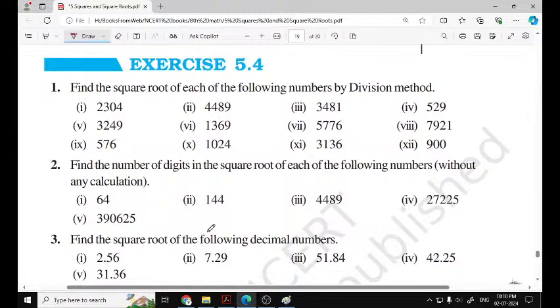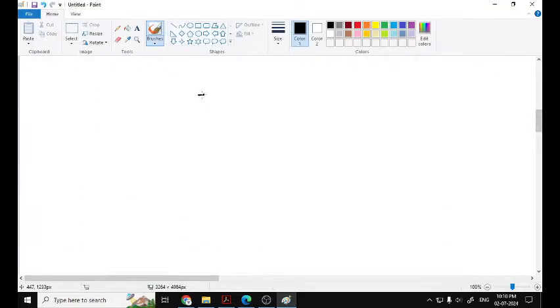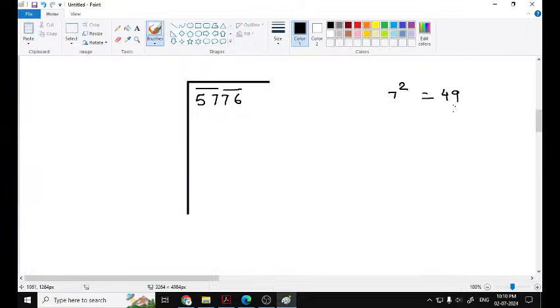Let us solve a few more problems. 5776. Let us form groups from the rightmost digit. Find a perfect square closer to and smaller than 57. 7 square is 49. 8 square is 64. So the perfect square closer to and smaller than 57 is 49.